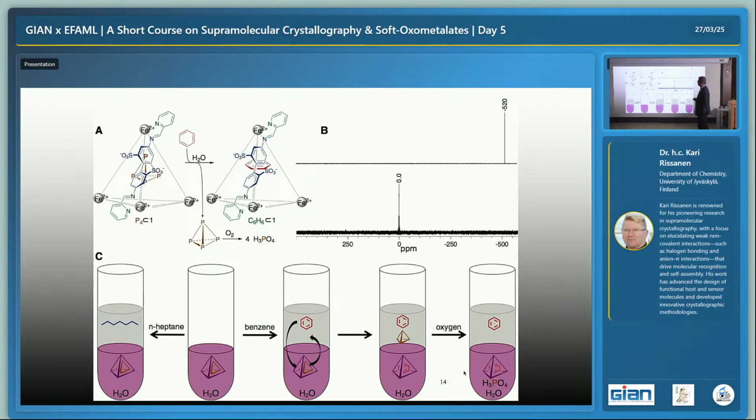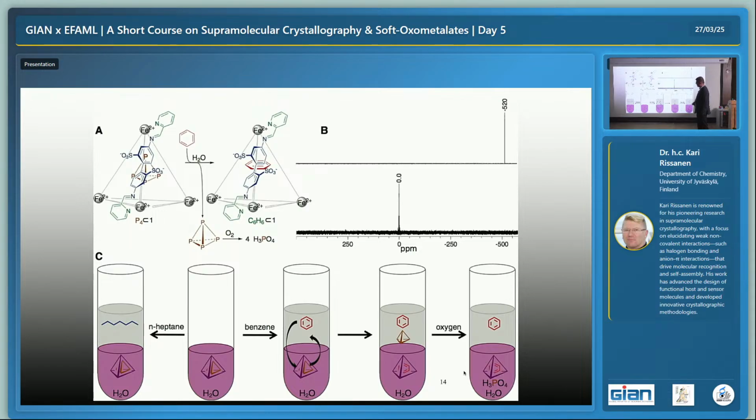Now in the water, if you put benzene there, the benzene will kick out the white phosphorus, and the benzene goes in. So we can exchange. Of course, you will ask, why is this possible? Okay, here we have it in cartoon.